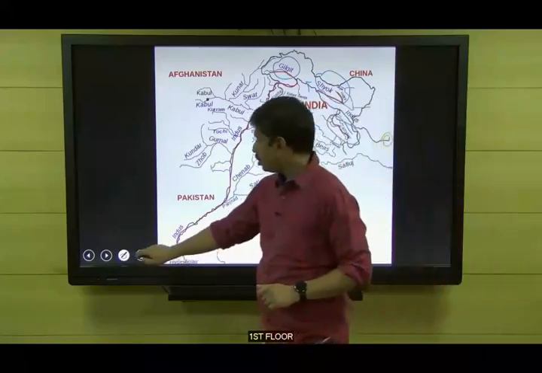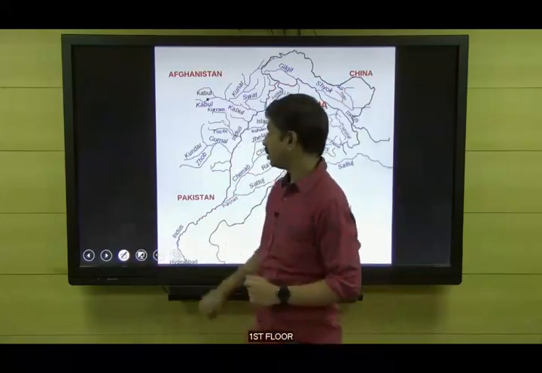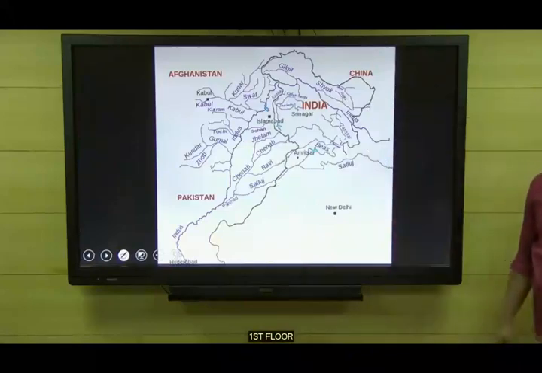Now we will see the tributaries a little bit, the important tributaries alone. Jhelum. Jhelum originates near Pir Panjal, in the foothills of Pir Panjal. Pir Panjal is the lesser Himalayan range. Pir Panjal and Dauladar, you should recollect. Pir Panjal and Dauladar are the ranges which make the lesser Himalaya.